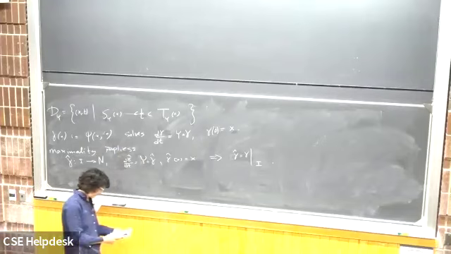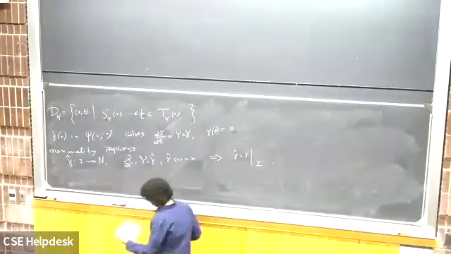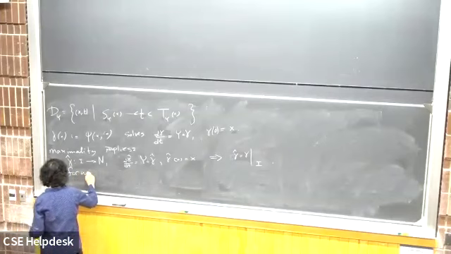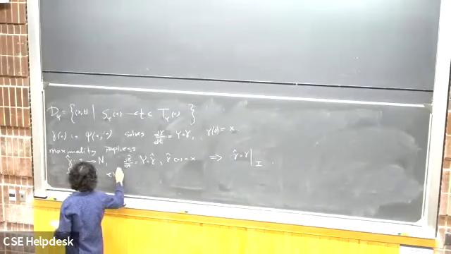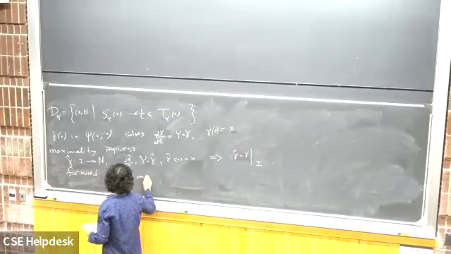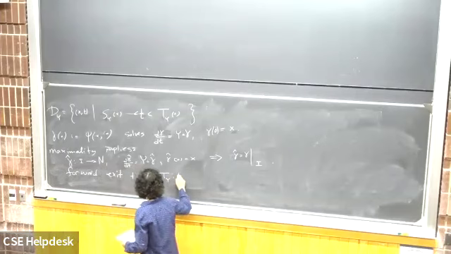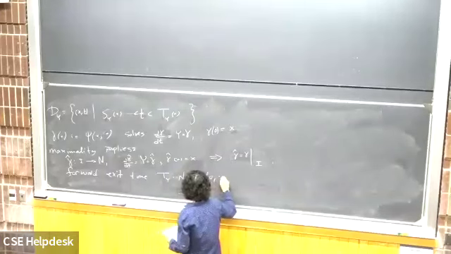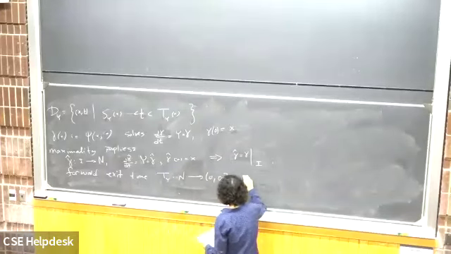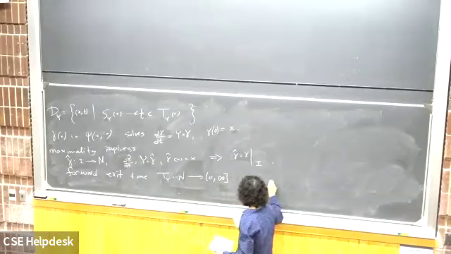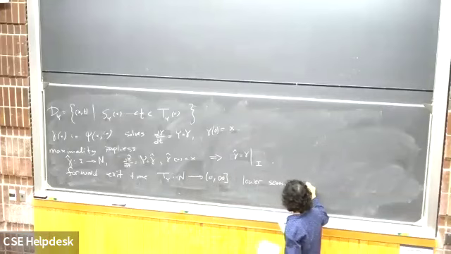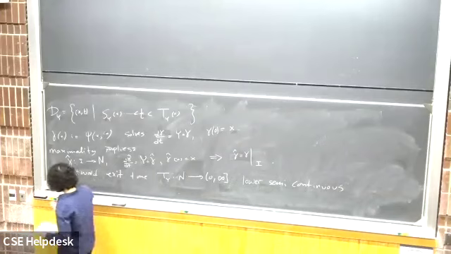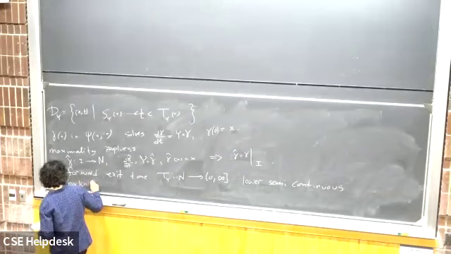And openness will tell us that for the exit time, this function T is lower semi-continuous, and that the backward exit time is upper semi-continuous.